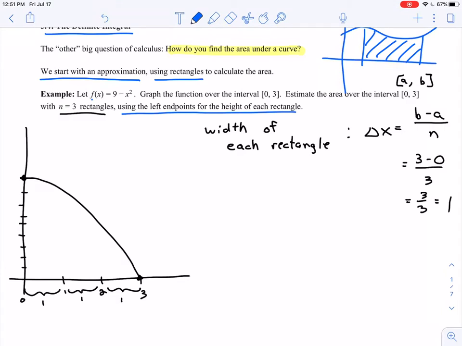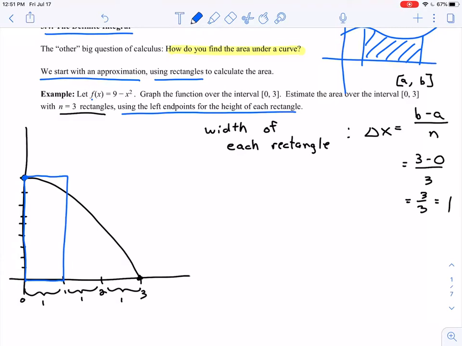This is really important. Between 0 and 1 on this subinterval right here, 0 is the left-hand endpoint. So I'm going to look at the height of my function at 0, which is right here, and draw in a rectangle that is that tall and this wide. In this case, it is 9 units tall and 1 unit wide. Here my rectangle looks something like this. We'll come back and worry about the area in just a moment.